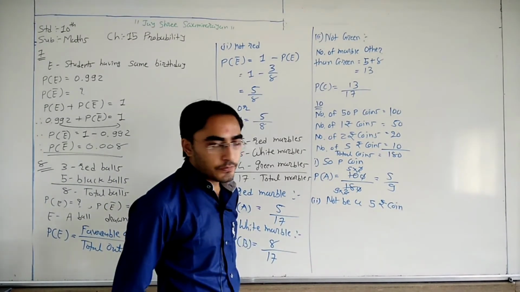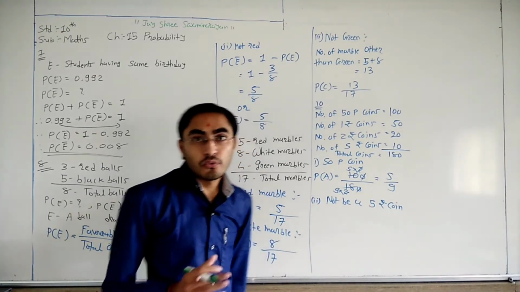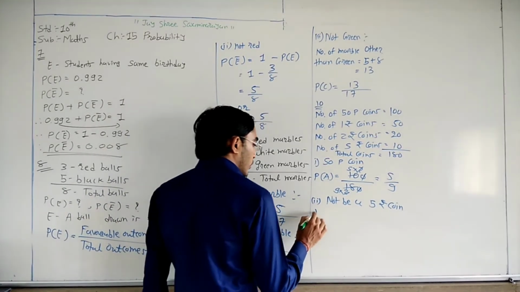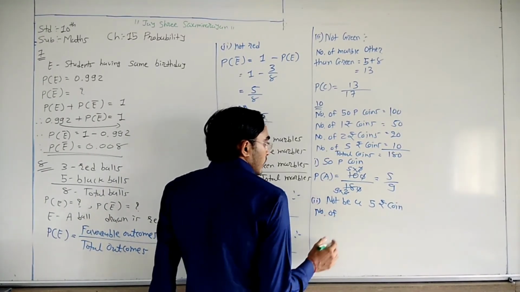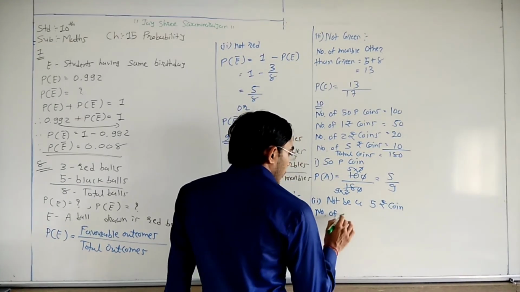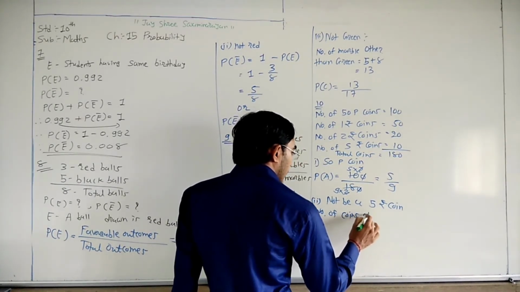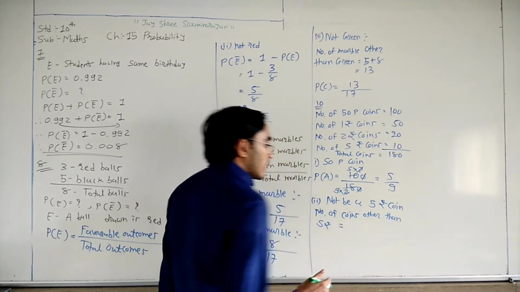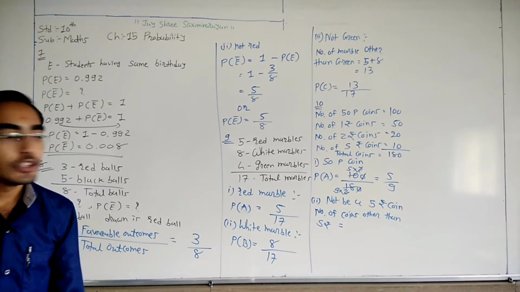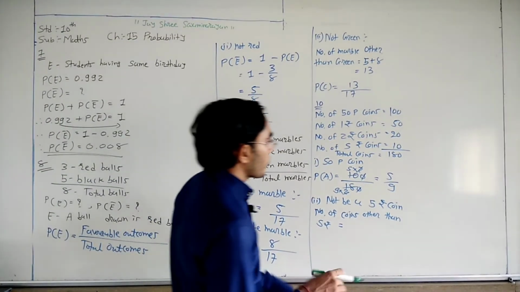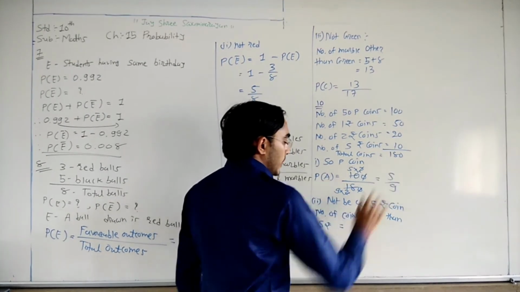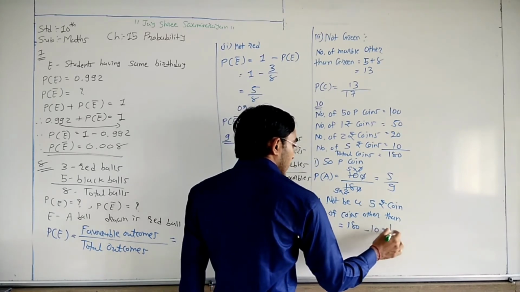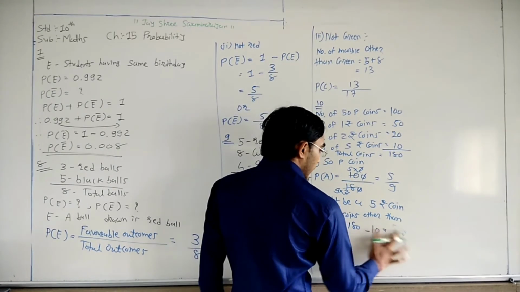After that, the second question, not be a 5 rupee coin. Not be a 5 rupee coin. So the number of coins other than 5 rupees. The number of coins which are other than 5 rupees. So here total coins we have 180. Now subtract the 5 rupees coins, it is 10. So 170.